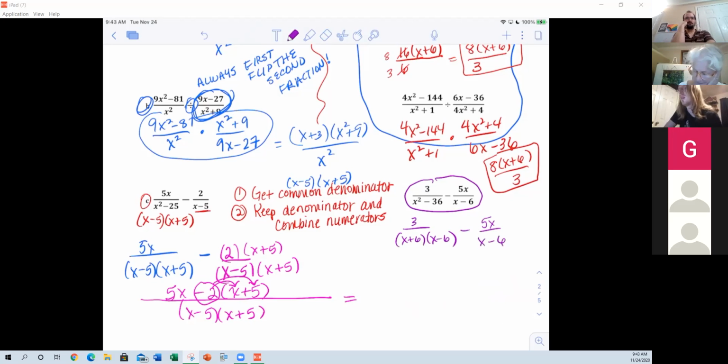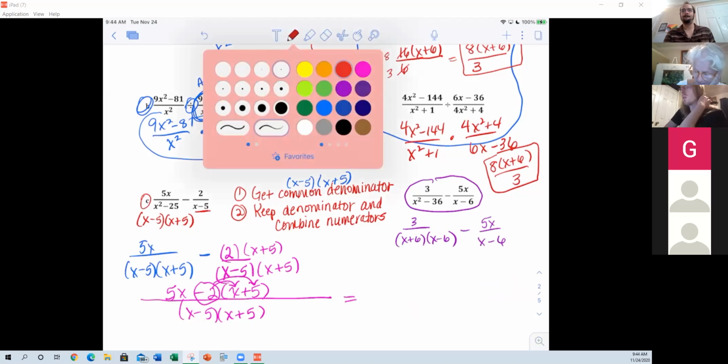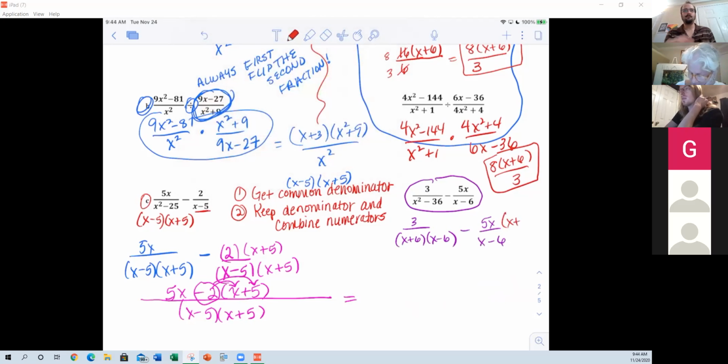And then the fraction on the right needs x plus 6 in its denominator to have a common denominator. So we'll multiply both parts of that fraction by x plus 6. And then it'll be 3 minus 5x, parentheses, x plus 6, over x plus 6 times x minus 6.